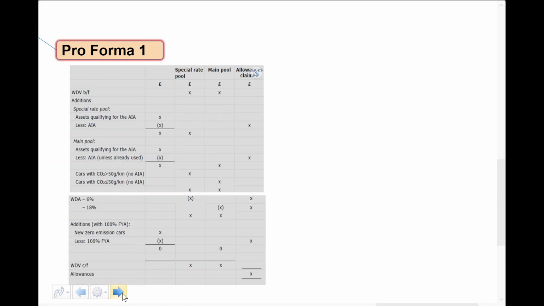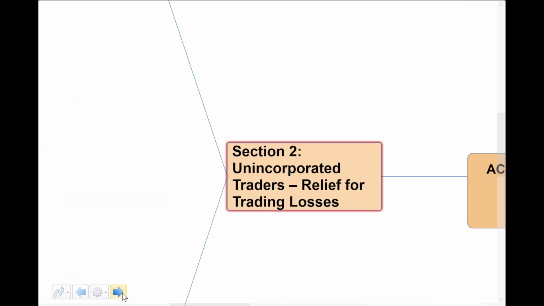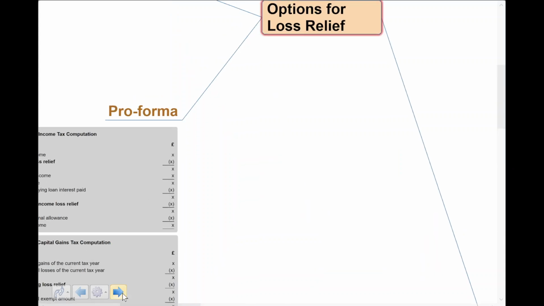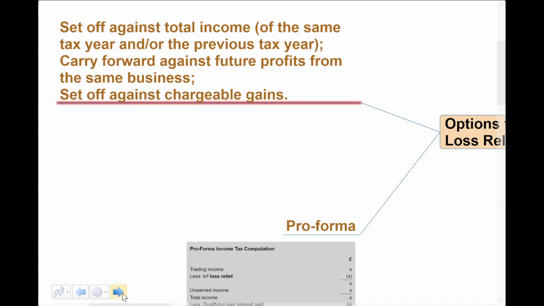Now, moving on to the loss relief area: cap allowances and loss reliefs are, I think, the two main areas he could examine given the changes. What do we mean by loss reliefs for traders? What are the options? Well, several options. First one, an offset against total income. So we're talking about the same year or the previous year, in any order. Remember, we're talking about a trading loss.